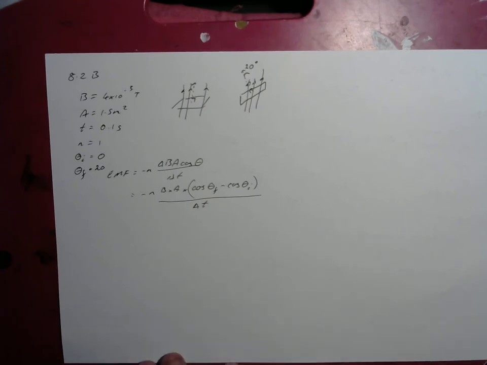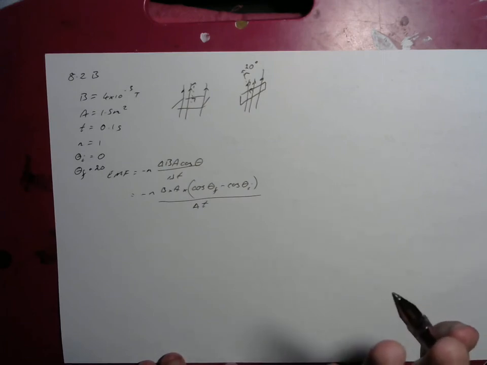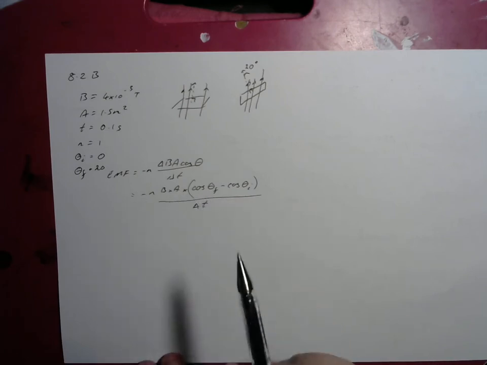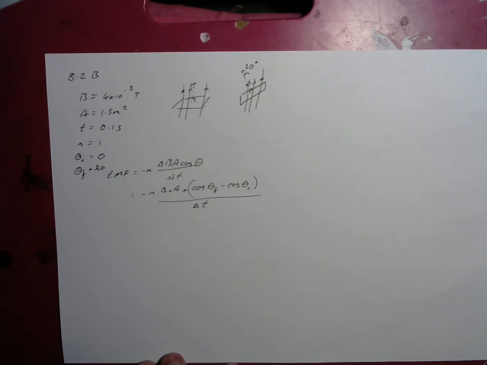Okay, remember, final take away initial, not initial take away final, and then multiply the rest. That would work without a problem. Okay, and that would be how you'd find out the change in the flux first. So you're just doing BA cosine final, take away BA cosine initial. That would give you the change in flux.